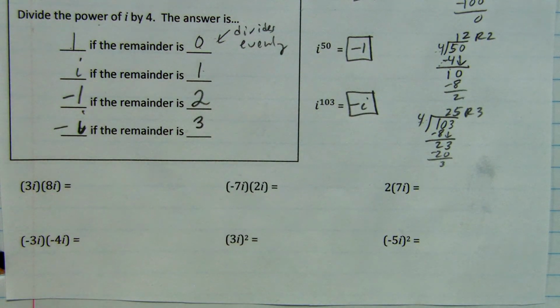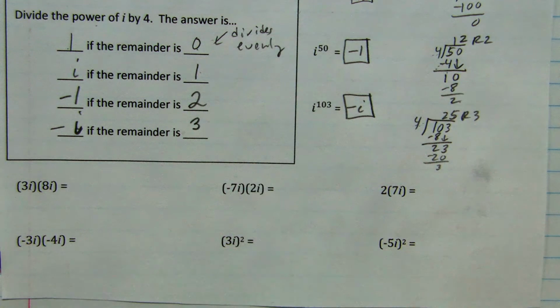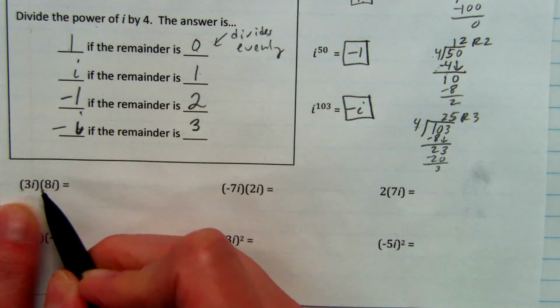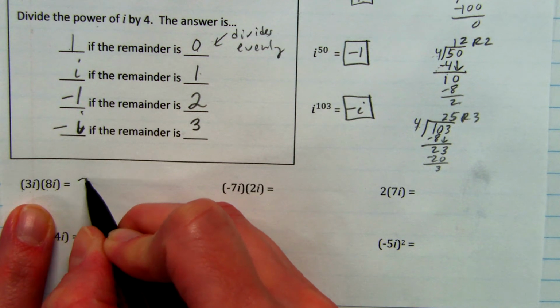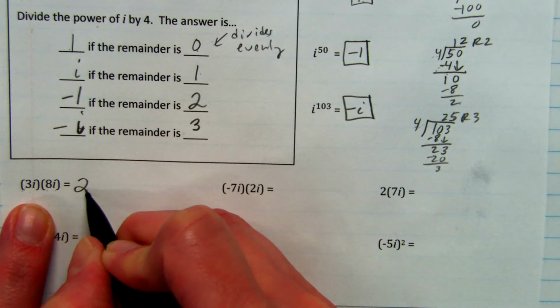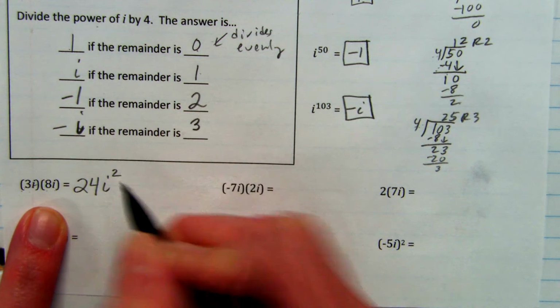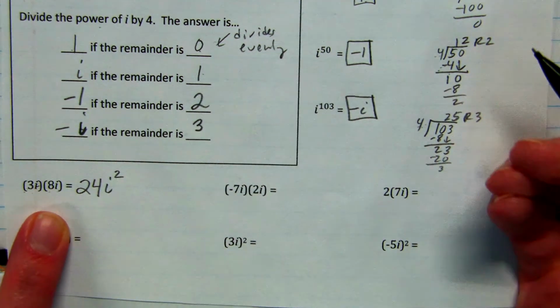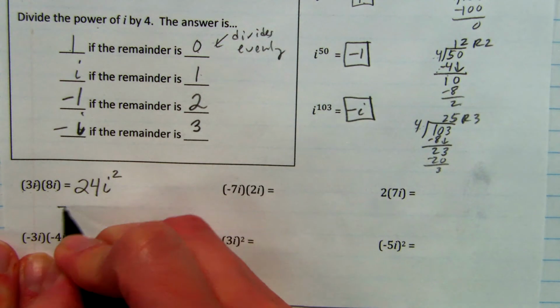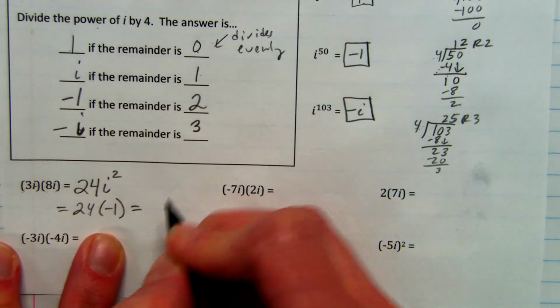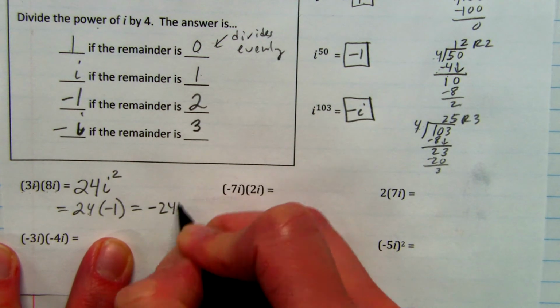All right, so let's go down and just look at some other operations of multiplying some things with i. You start this just pretending like it's an x. So if I have 3i times 8i, you take 3 times 8, which is 24. And then i times i is i squared. Now i squared, we've established, is -1. So when you get an i squared, we substitute in -1. So it's 24 times -1, which is -24.